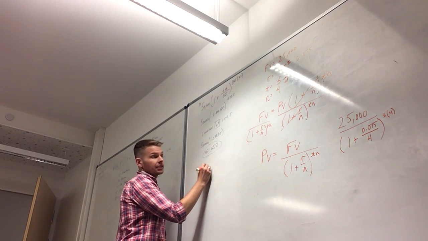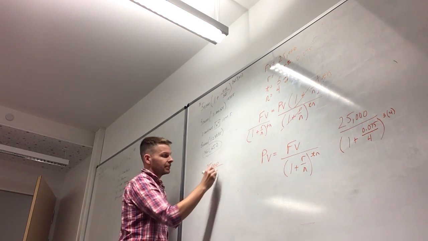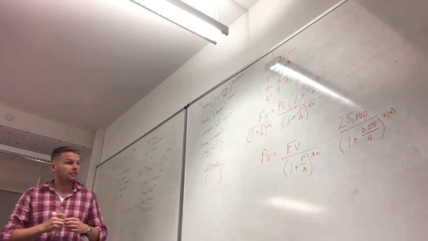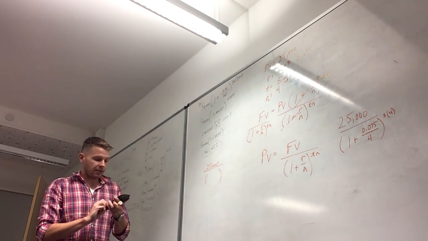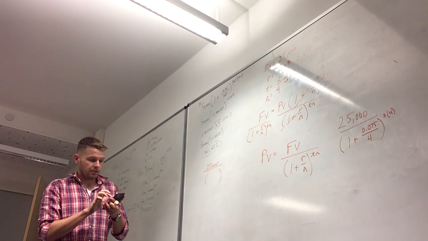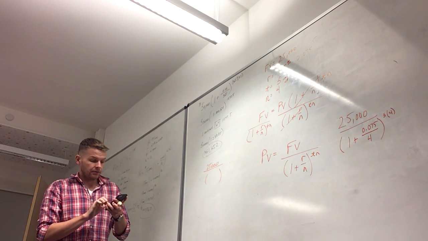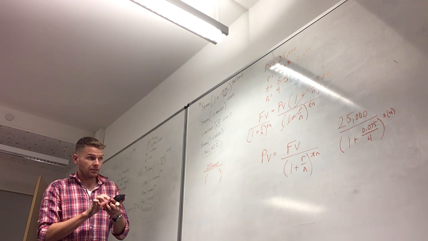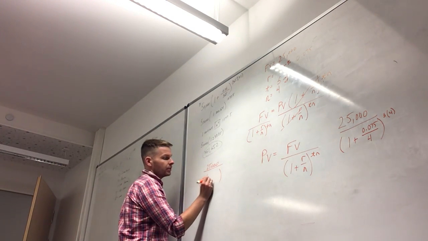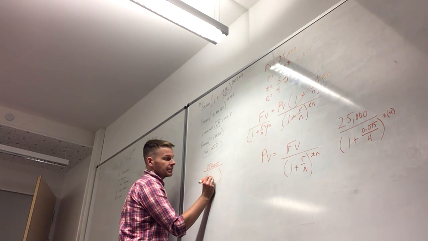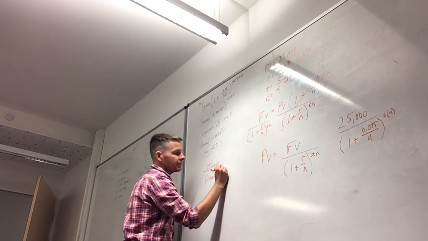So 25,000 over, okay, what's inside the parentheses? What do you guys get? 0.075 divided by 4 plus 1 is 1.01875. What did you get there? Just want to verify. 1.01875. Okay, you guys got the same thing. To the 5 times 4 power, which is 20.